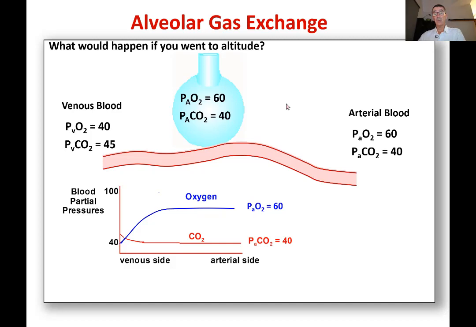So going to altitude is one of the simplest ways to become hypoxic. There's nothing wrong with your respiratory system. The alveoli are working fine, the blood supply is working fine, you're breathing appropriately, you've got your carbon dioxide level exactly where it should be, but you're hypoxic, and that's just because there's not enough oxygen coming into the system.